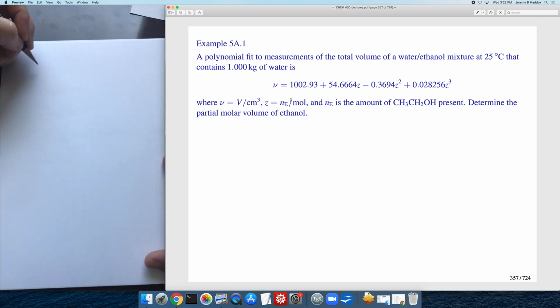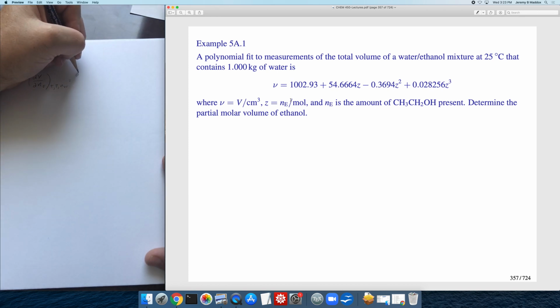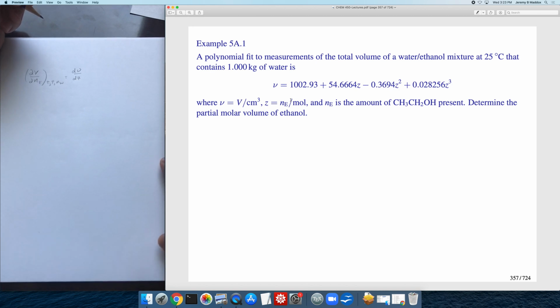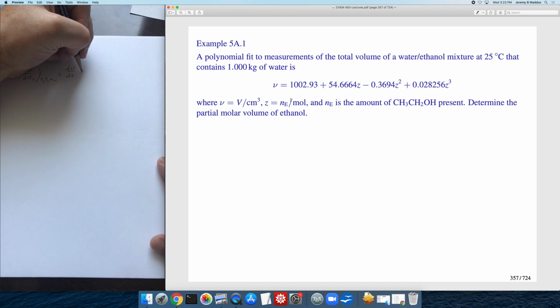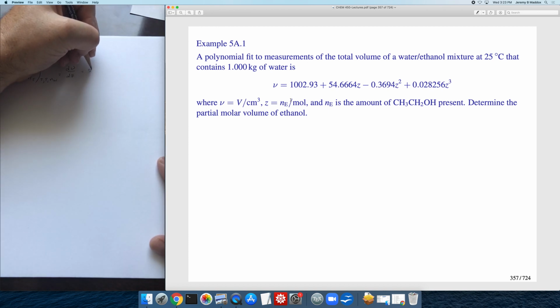And so what they want us to do is to determine the partial molar volume of ethanol. And so what you would do would be to take the derivative of the volume with respect to the number of moles of ethanol, keeping temperature, pressure, and number of moles of water fixed. That is equivalent to evaluating the first derivative of nu with respect to z. And this is a polynomial of degree 3.